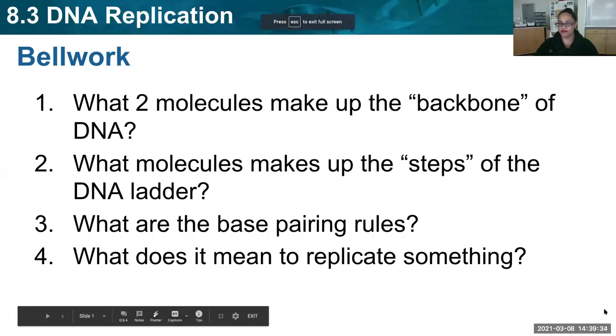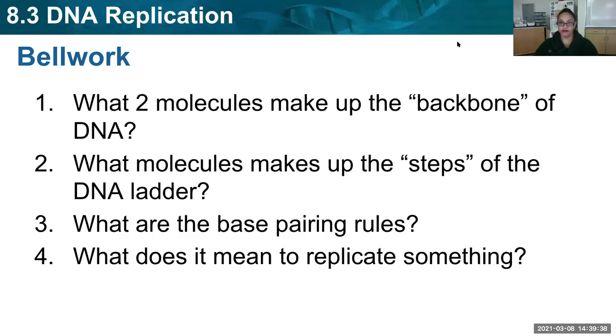8.3. These are short too. So for number 1, what did we just say? What 2 molecules make up the backbone of DNA? We just took those notes.